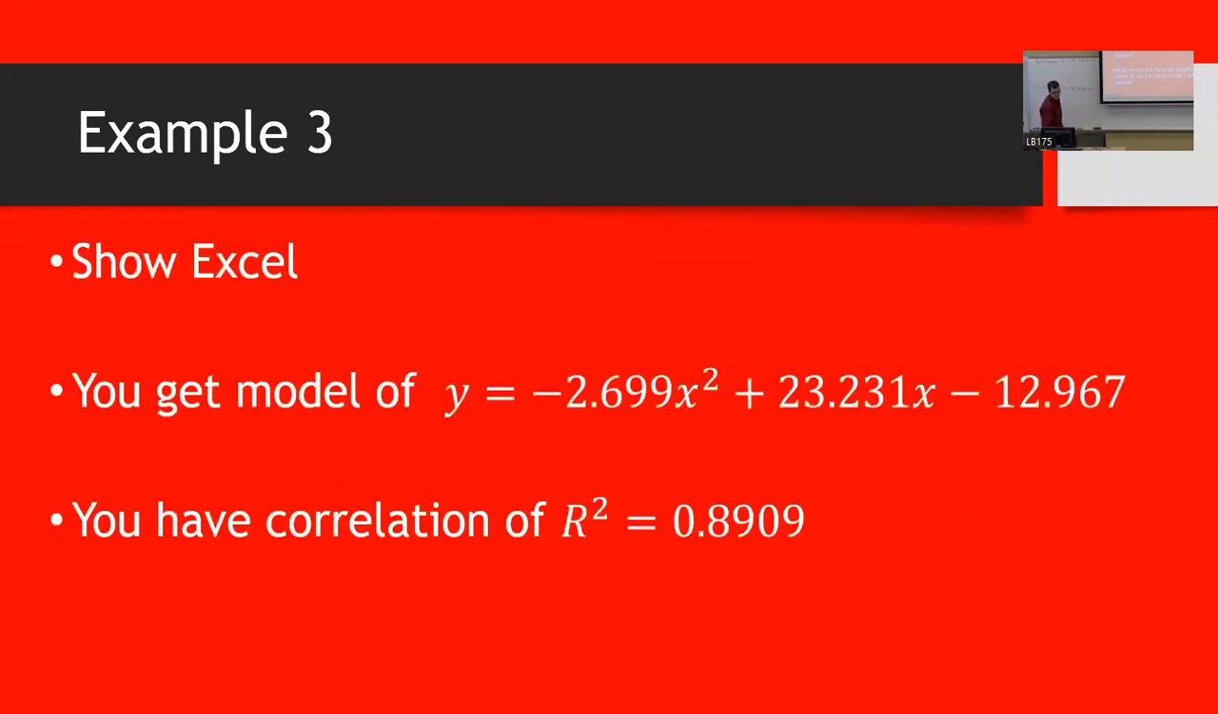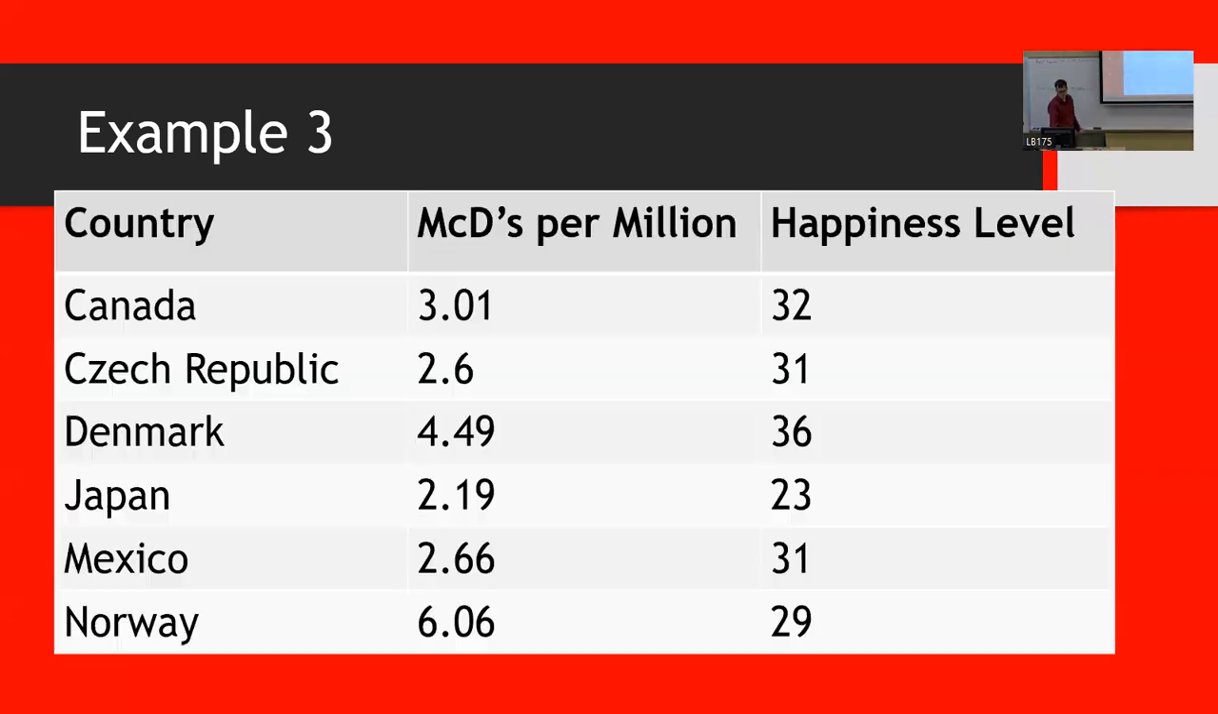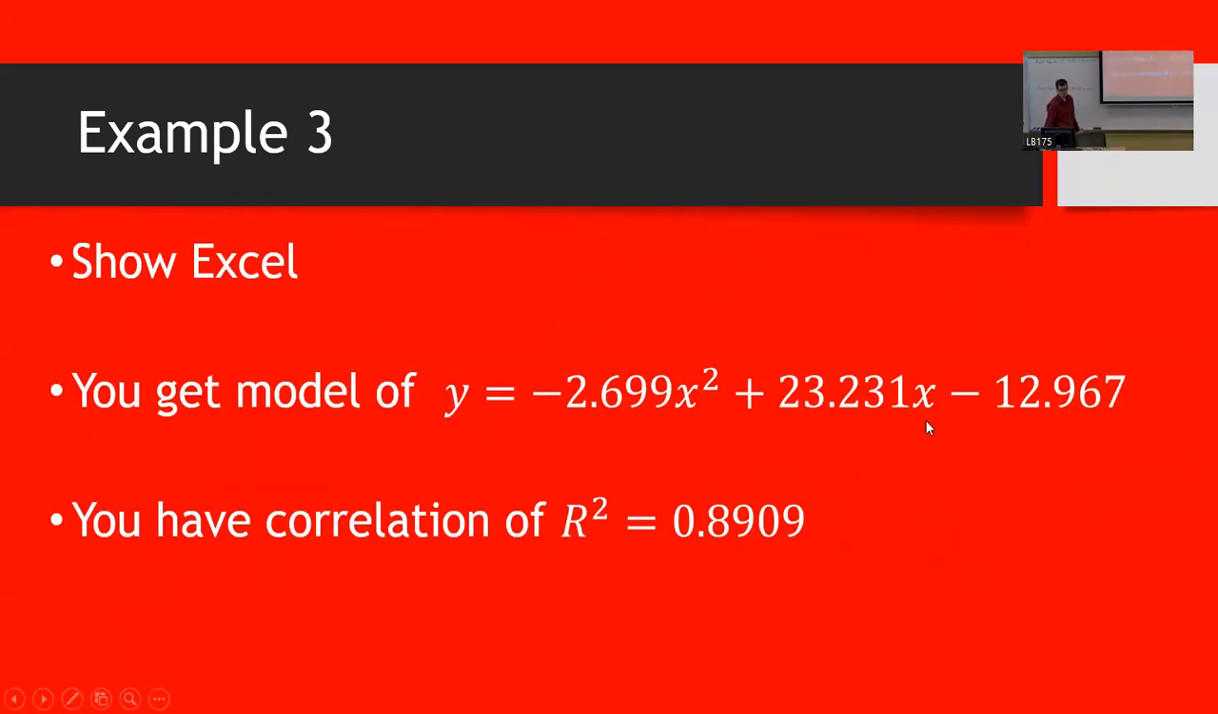And all we have to do is go back to this equation, y equals negative 2.699x squared plus 23.231x minus 12.967. And realize that the McDonald's per million, those were the x's. Happiness level is the y's. So all I have to do is plug in 4.45 into the x's to make my first prediction.